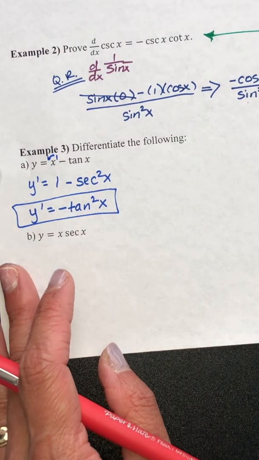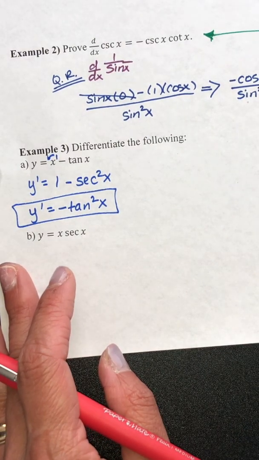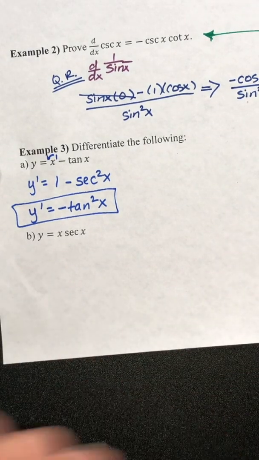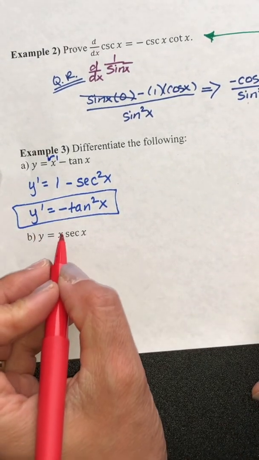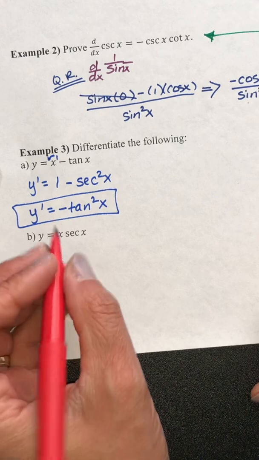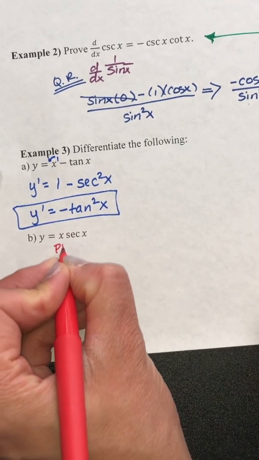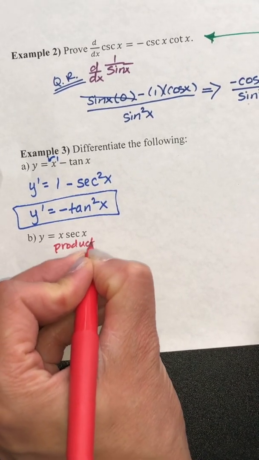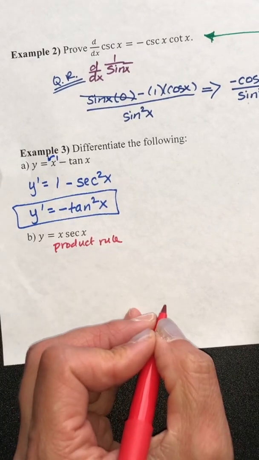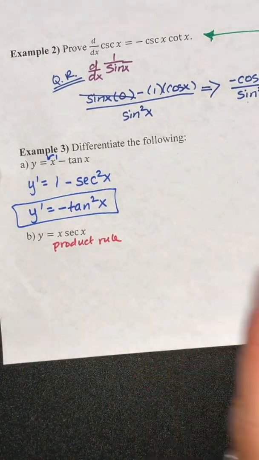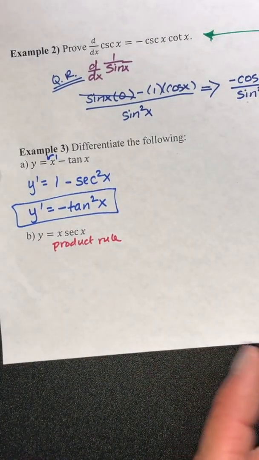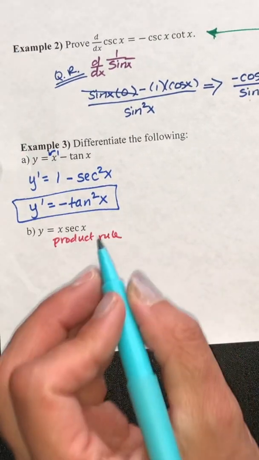All right, letter B. We're going to differentiate y equals x secant x. So basically I have x times secant x, so that means I'm going to have to use the product rule on this bad boy right here because we have two quantities being multiplied. So let's get to it.